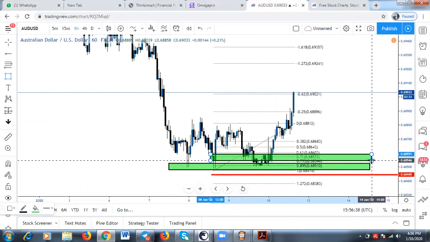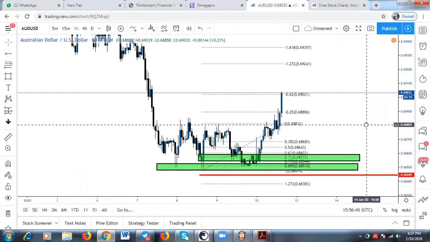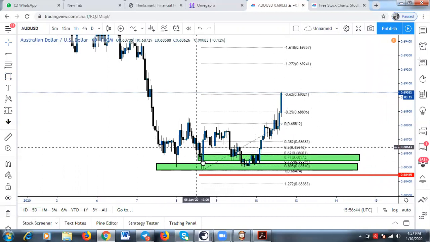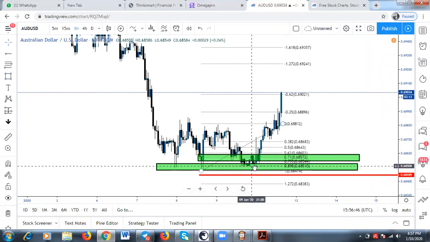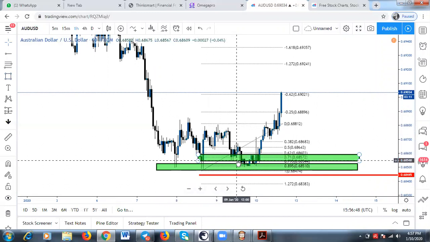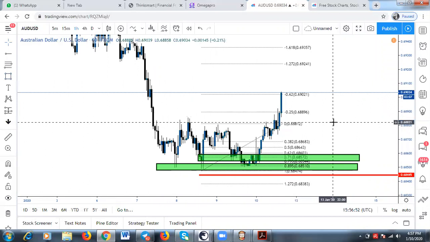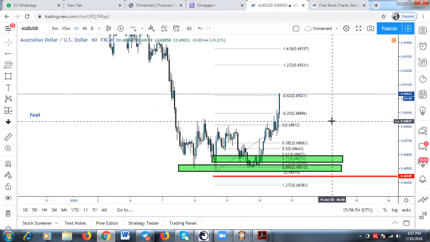Now, mostly you can get a second entry. You can see this particular pair gave us several entry opportunities. You can get a second entry once there's a retest of this order block, and then that can also be an entry.